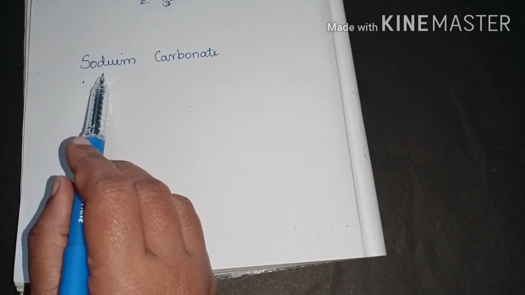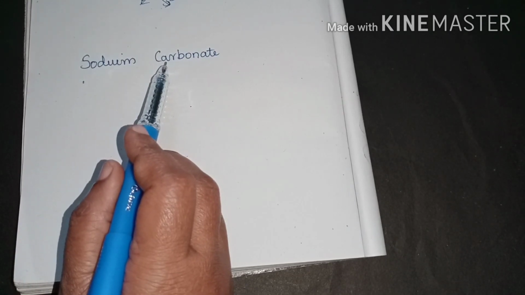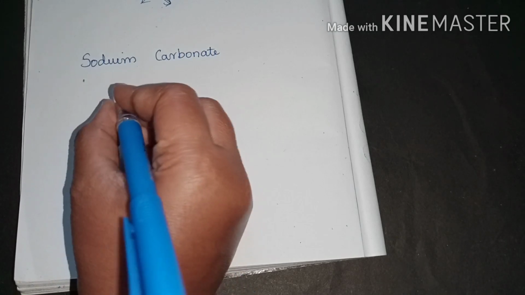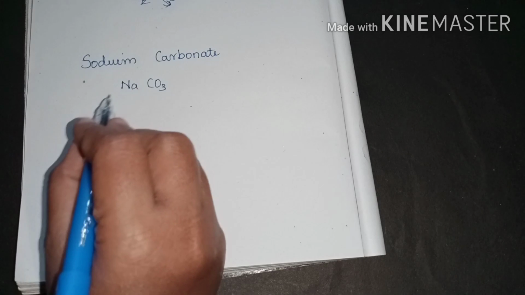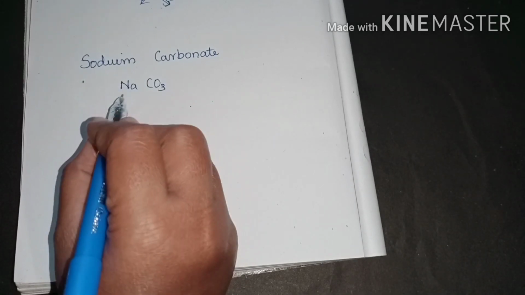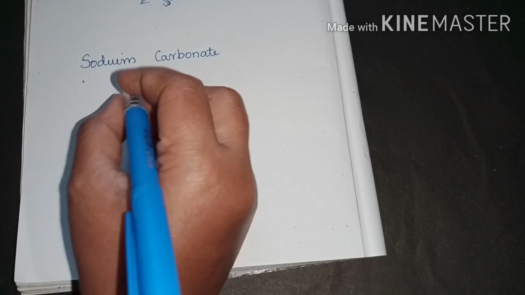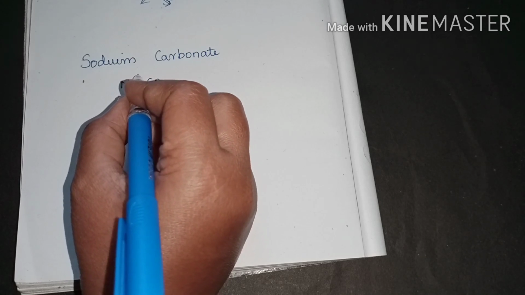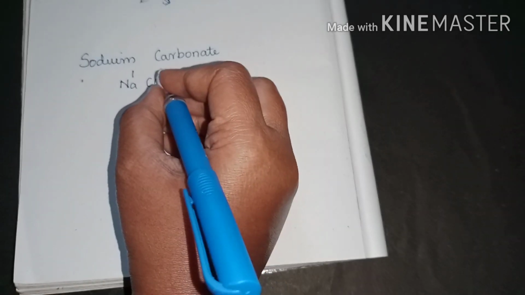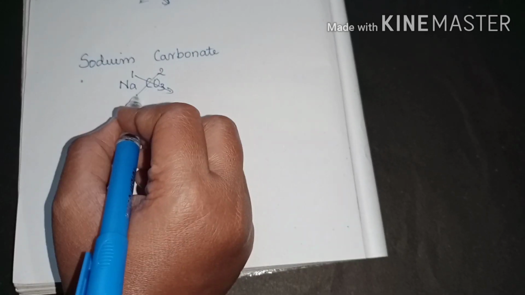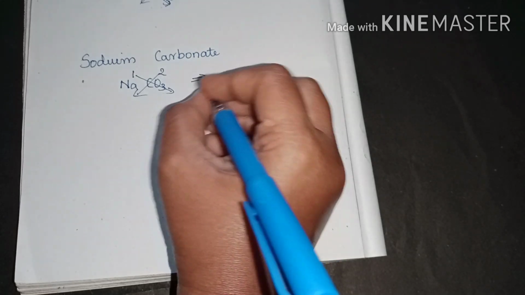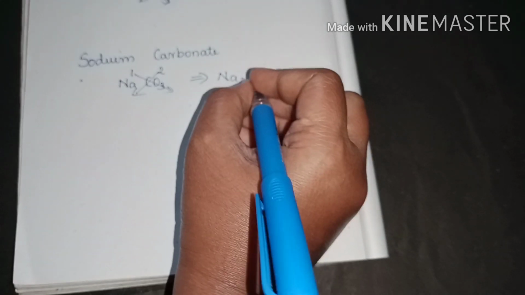How can we write the formula of sodium carbonate? First we can write the symbol of sodium, then we can write the symbol of carbonate, then we can write the magnitude of charges as superscript, that is 1 here, 2 here, then on interchanging we will get Na2CO3.